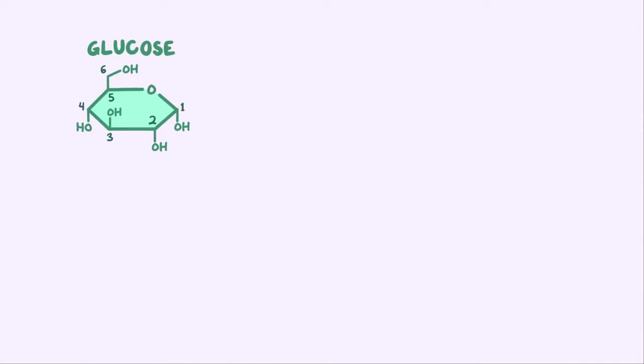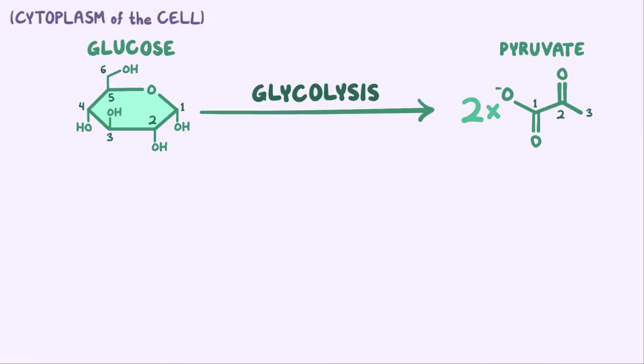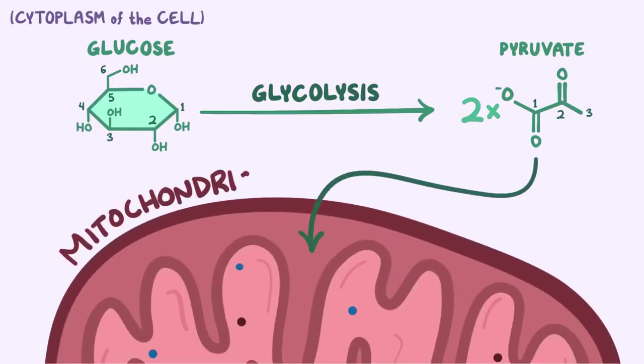If we take the case of glucose, after a meal, one glucose, which is a 6-carbon molecule, splits into 2 3-carbon pyruvate molecules through glycolysis, which happens in the cytoplasm of the cell. Each of the pyruvate molecules then enter the mitochondria.